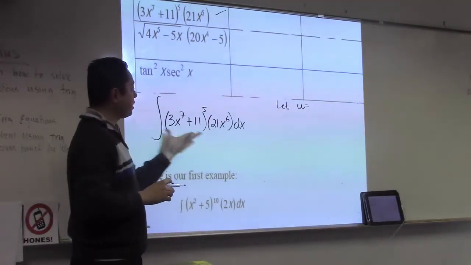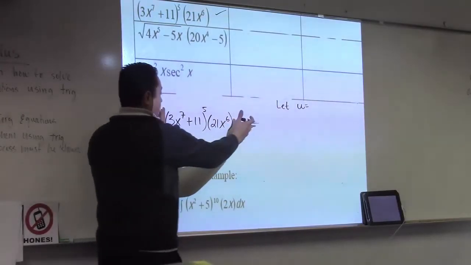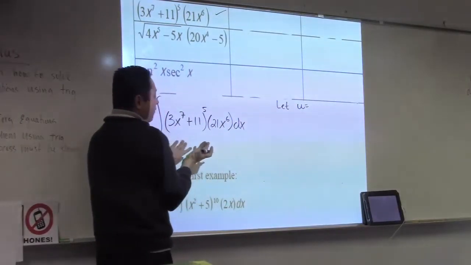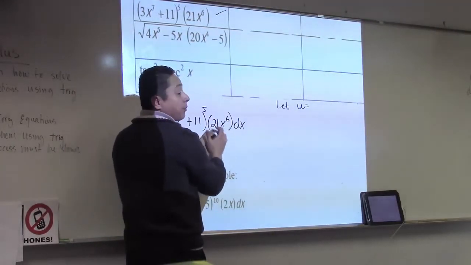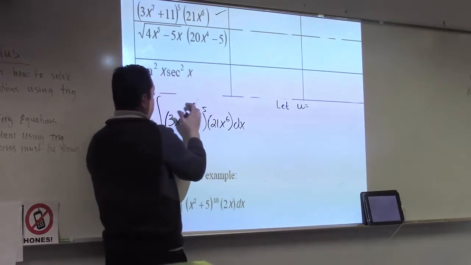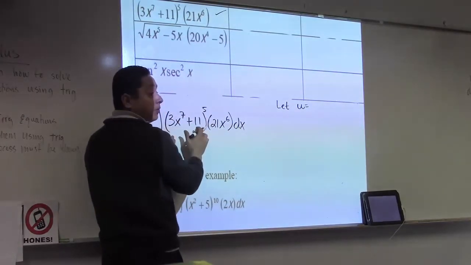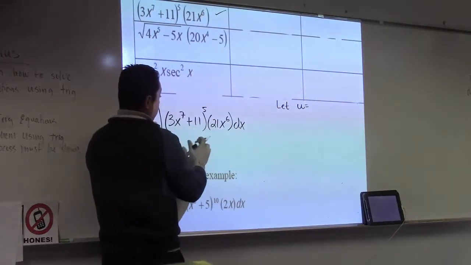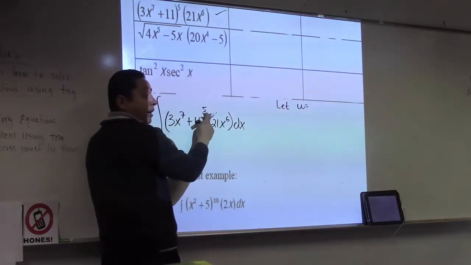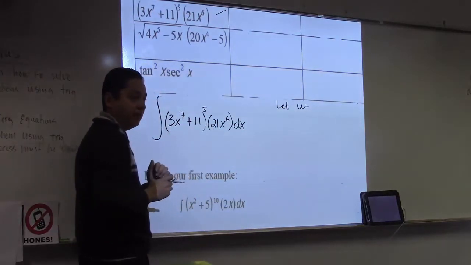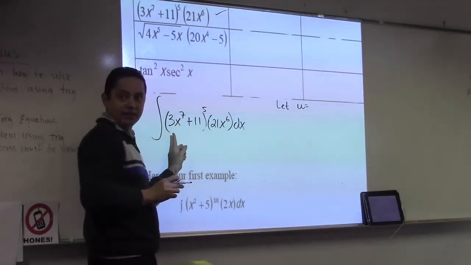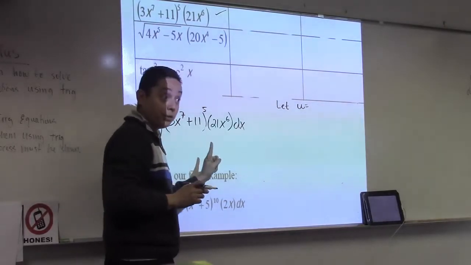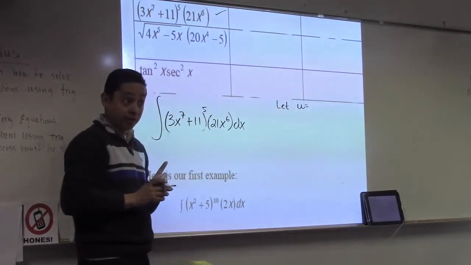I'm going to choose something from this integrand right here to call my u. I have the option of calling this whole thing right here my u. I can call the inside of this my u. I can call everything here, including the exponent of 5, my u. So you have a lot of flexibility. However, there's only one way of solving this with the u-sub technique. If you choose the wrong u, you're not going to be able to solve it.